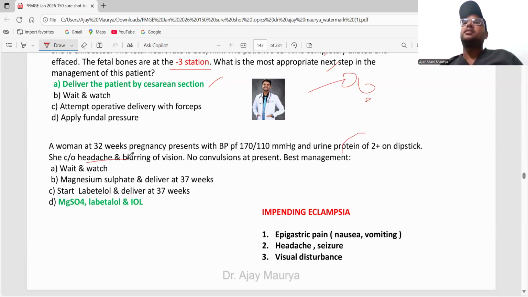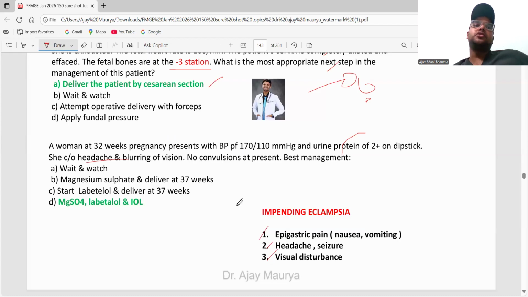You have to think. It means they are asking about impending eclampsia. The triad is epigastric pain, which means nausea and vomiting, headache and seizures, and visual disturbance. This is impending eclampsia. If there is no blurring of vision, no headache, and no epigastric pain, it means she is going into eclampsia only. So this is a case of impending eclampsia.